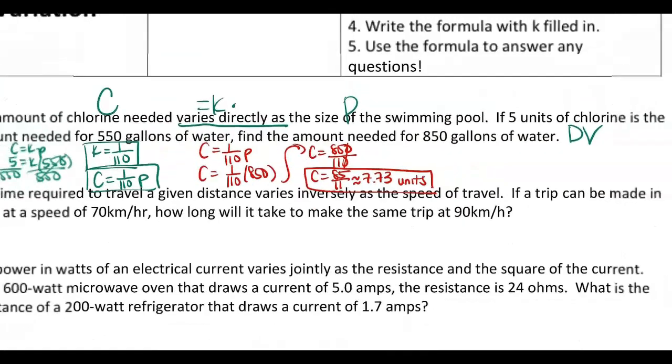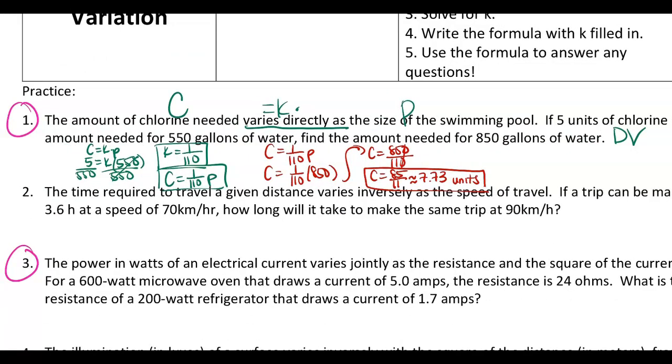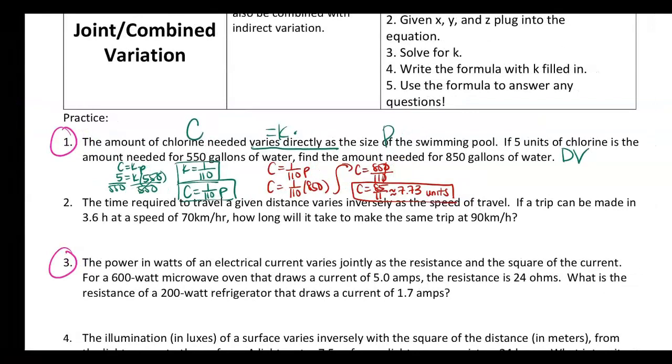Even though we didn't do question number 2, I want us to at least label what you think it is, so when you come back to it later, you know what type of problem it is. Reading that first sentence, the time required to travel a distance varies inversely with the speed of travel. When you see inversely, this is an indirect or inverse variation. I could have put it as IV, but you guys might have thought I was crazy.